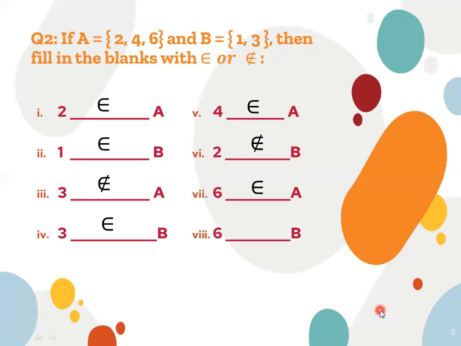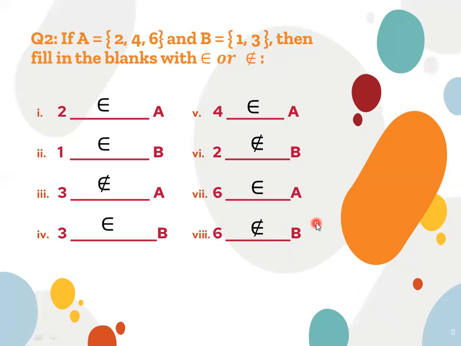Now the last one is C dash B, meaning C belongs to B or does not belong to. No, C is not the member of B. 6 is not the member of B. So 6 does not belong to B, and you will write down the symbol of not belong to. So what have you done so far? So far you have done 2 questions from exercise number 1.1.